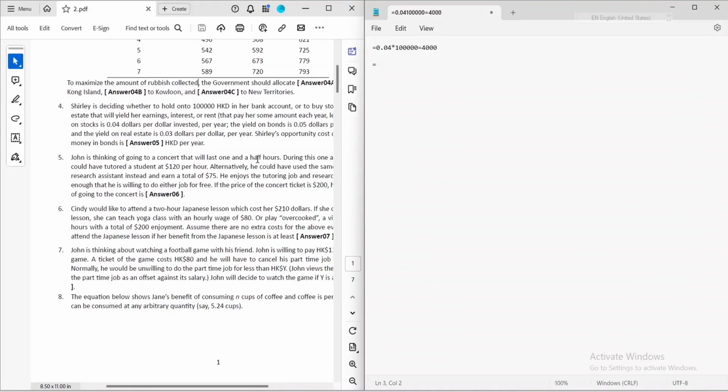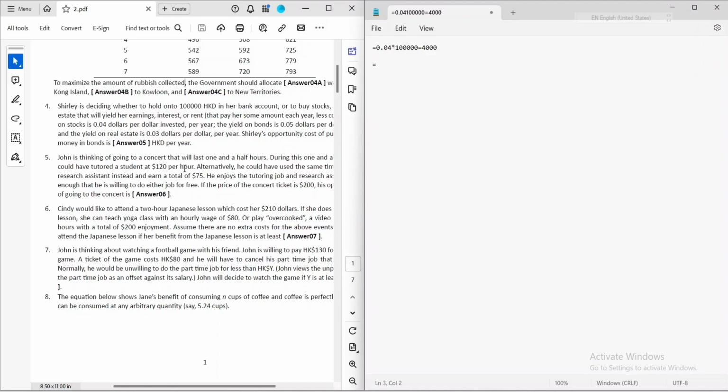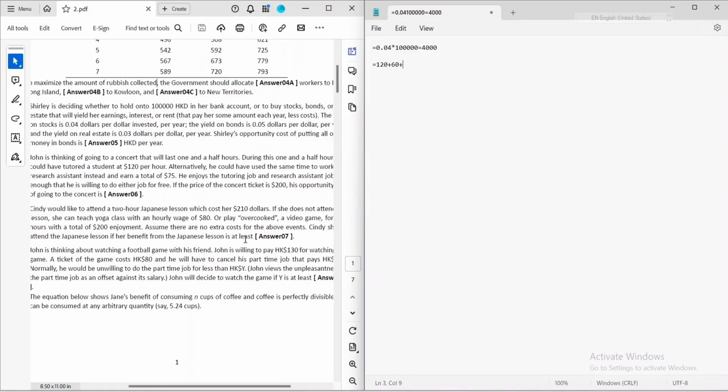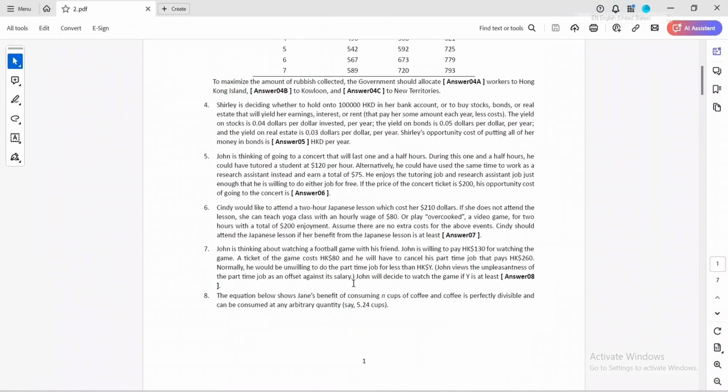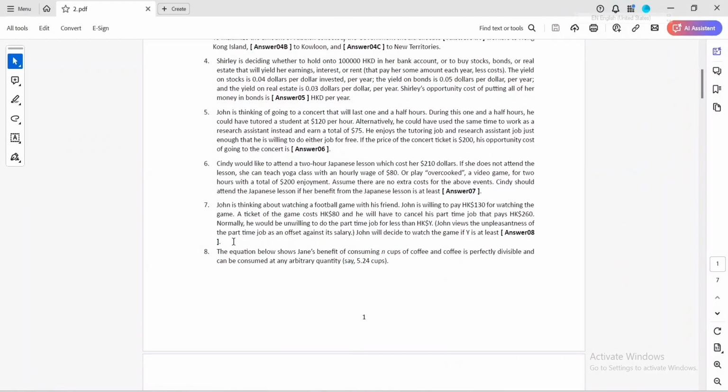So the first value that he will lose is $120 per hour, and for the next half hour, $60, right? So this is 120 plus 60, and again, the price of the ticket. If he does not go to the concert, he can save this money, right? So he will lose this $200 as well. This is 200. Okay, so this is 380. This is the answer to this question. Let's move on to the next question.